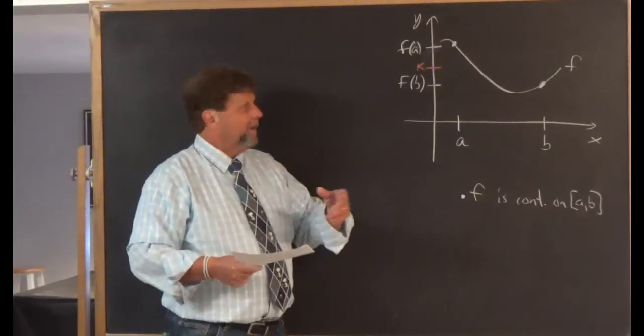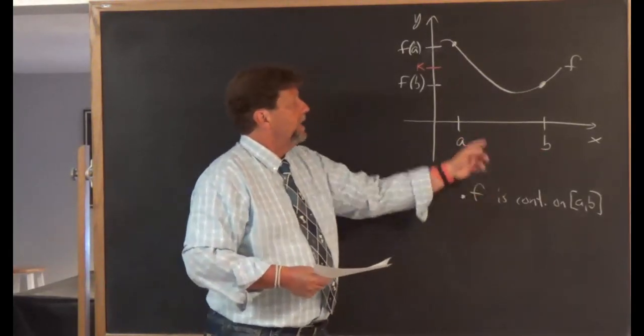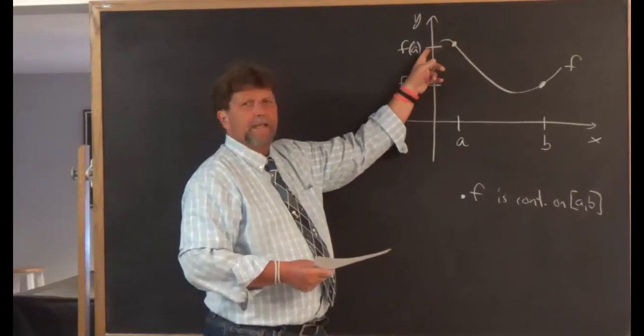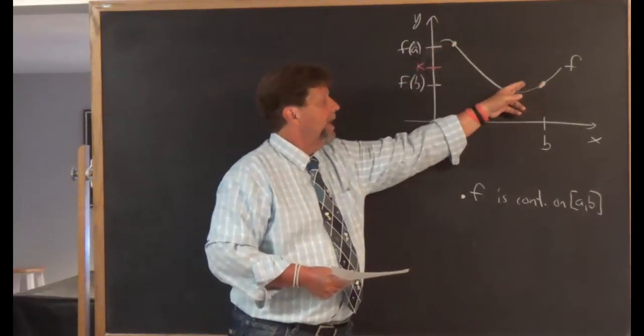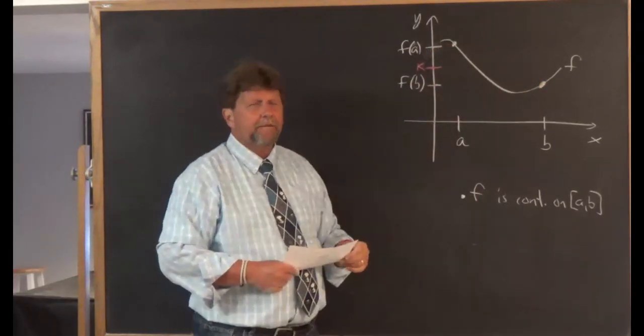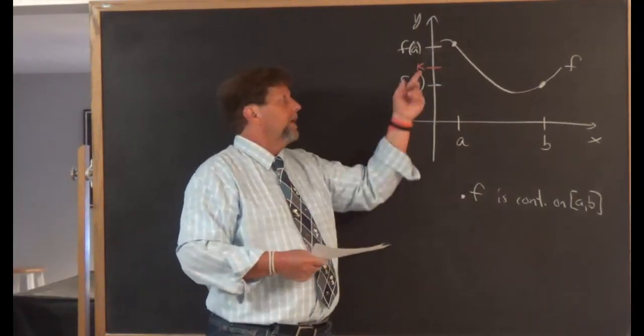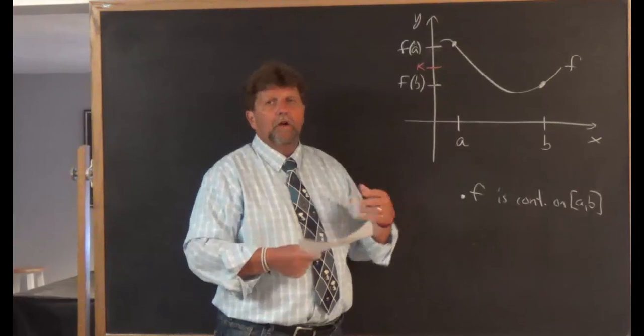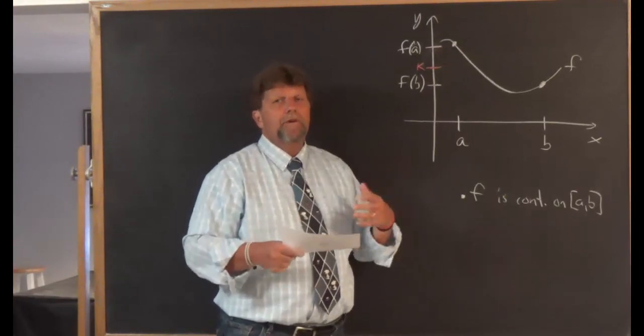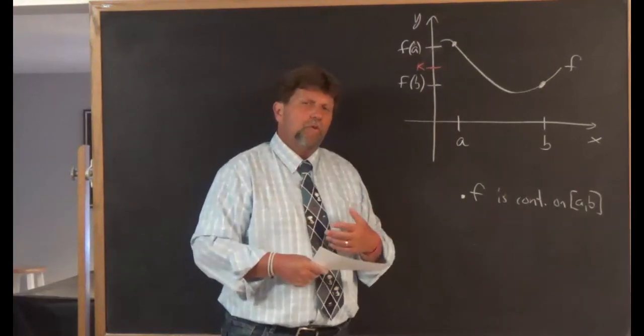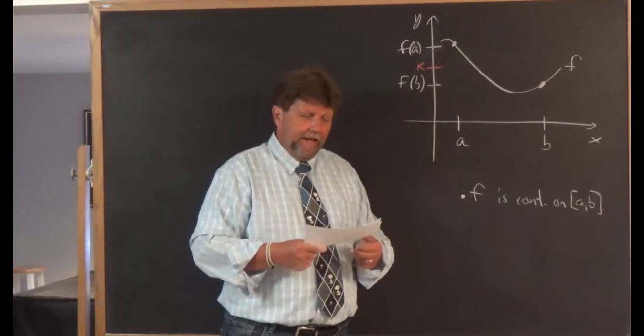Okay, so I don't know what the function is. Here's A, here's B. I know this y coordinate is f of A. I know this y coordinate is f of B. Oh, doesn't it look like I have arbitrarily and in red located some number k that is between f of A and f of B?